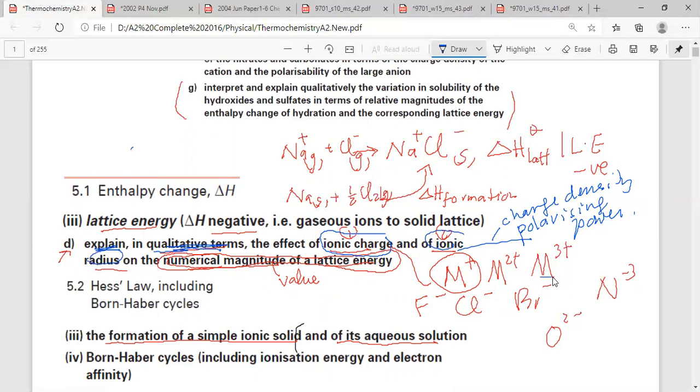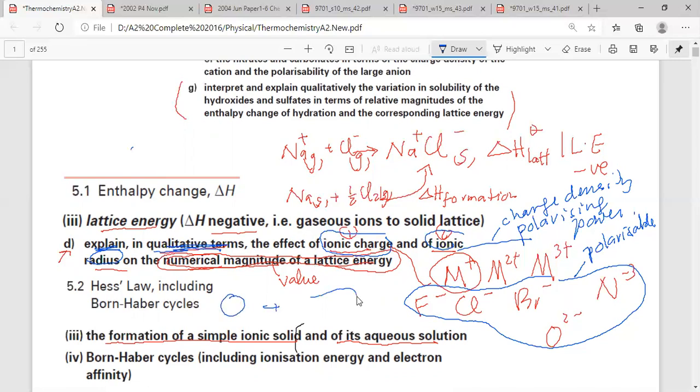Same thing here for all these. We ask how polarizable they are. If more polarizable, that means you can shift it from a perfect sphere to something like this, going towards forming a covalent bond. Okay, now we finished these two.